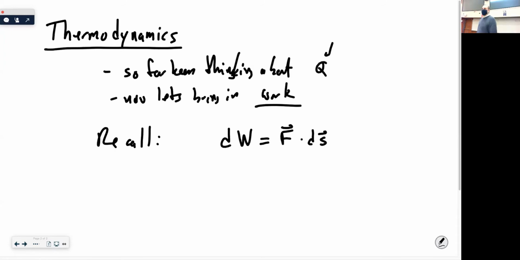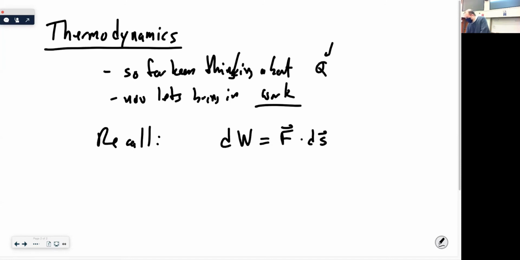This works pretty well if you want to talk about point masses and throwing things up in the air and moving them from one point to the other, and forces and distances. Doesn't work so well for a gas, right? If you have a balloon and you heat up the gas in the balloon and it expands, what is the ds in that case? Well, we don't really want to think about individual displacements. We want to think about this in terms of continuum dynamics and bulk motion.